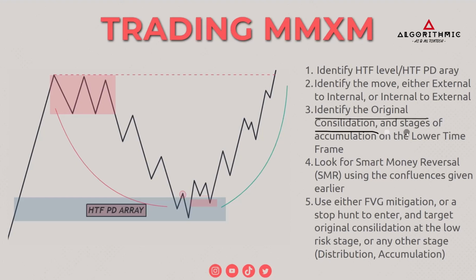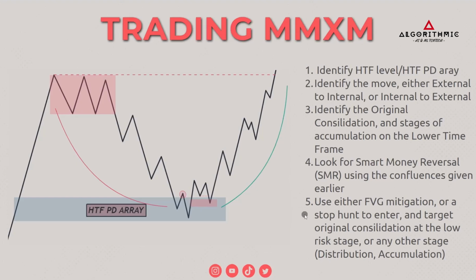Second, we identify the original consolidation and the stages of accumulation on the lower time frame. So that's the one, the original consolidation here. Third, we're going to be looking at the distribution phases here, distribution. And the fourth one is to look for the smart money reversal using the confluences that we mentioned before. We have 6 confluences. Let's use all of those, or a few of them at least: liquidity sweep, SMT divergence, market structure shift, again changing state in delivery, and creation of a fair value gap. All these confirm to you that this is a smart money reversal, and then we know the market is turning bullish.